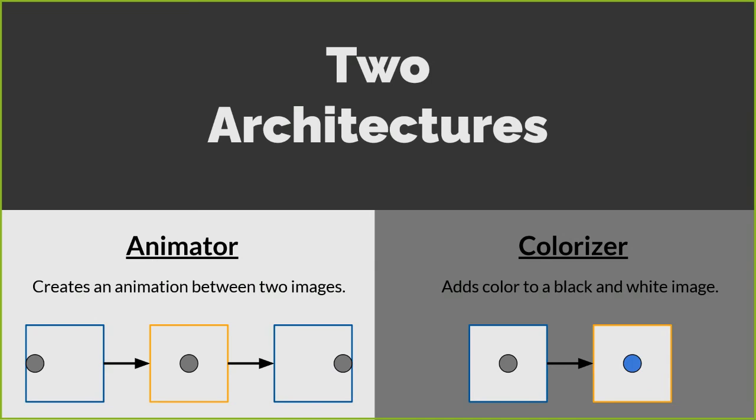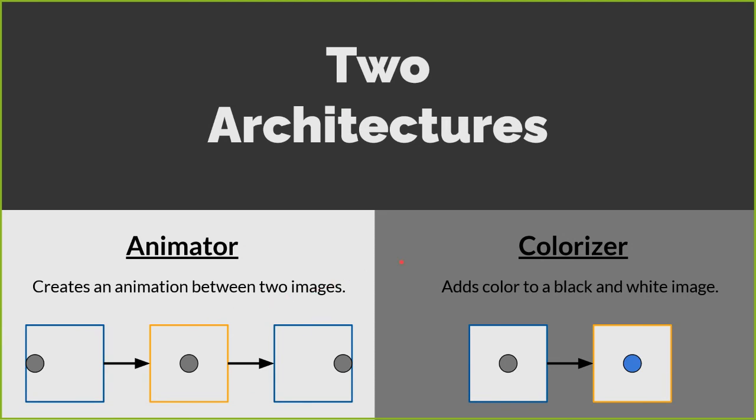It creates an animation between two images, and you can see the blue frames are inputs fed into the network, and the orange frames are the outputs generated by the network. So if you feed this a beginning and a final image, of say a ball at the beginning of the frame and a ball at the end of the frame, the animator will create the interpolating image. It will create a ball in the middle of the frame.